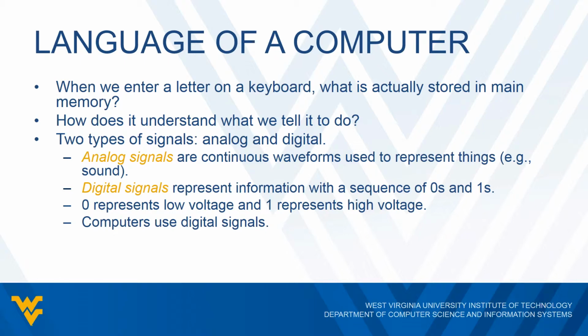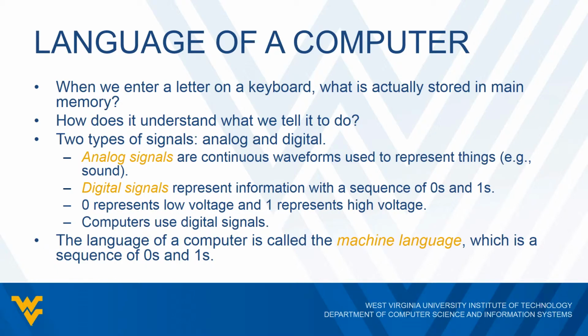So when we type in that A, we send a sequence of low and high voltages that represent the zeros and ones that let the computer understand that we're talking about the letter A. Now, the language of a computer is what we call the machine language. And this language consists of a sequence of zeros and ones. So that's how our machine actually understands us. It understands us by reading these zeros and ones. So when we type in something, it gets translated into the machine language, and then our computer would read that language.